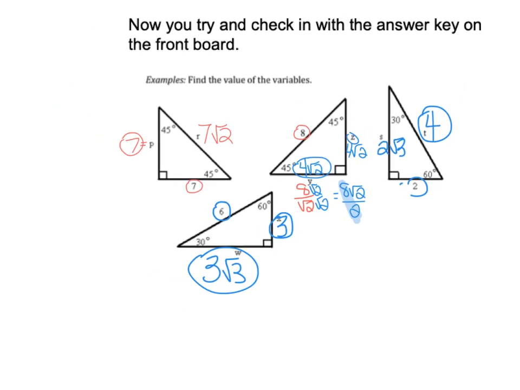And the more you work with these 30, 60, 90, and 45, 45, 90 triangles, the easier it becomes. So you just have to keep working at it.